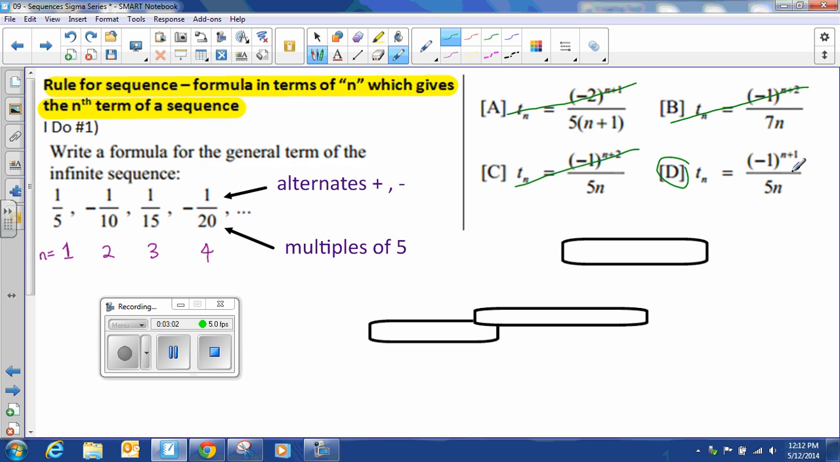And we can check it just to make sure. If we plug in 1, 1 plus 1 is 2, so it's negative 1 squared, which is positive 1. And positive 1/5 is the first term. Plug in 2, 2 plus 1 is 3, and negative 1 to the third power is negative, and 5 times 2 is 10, so there we go.